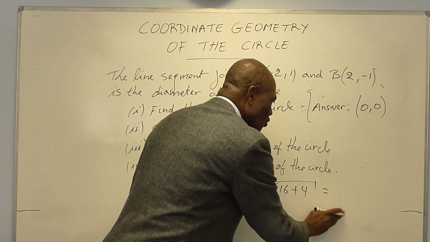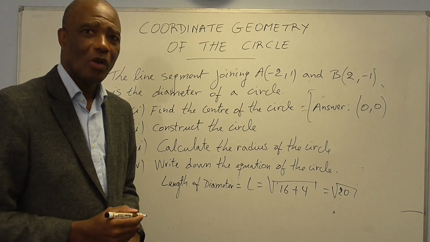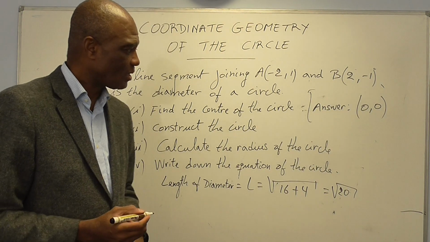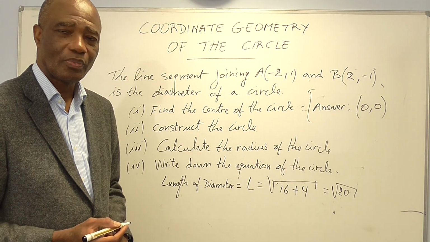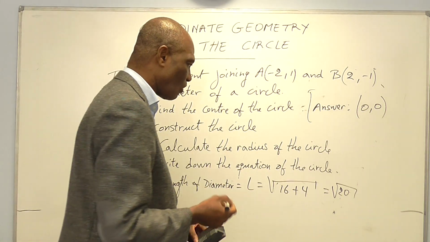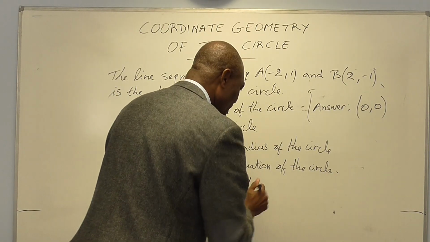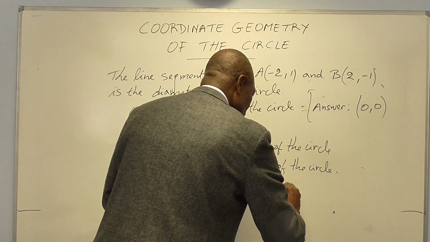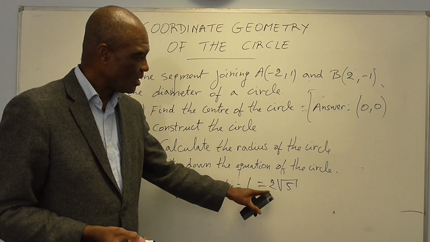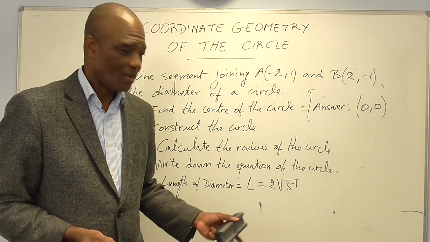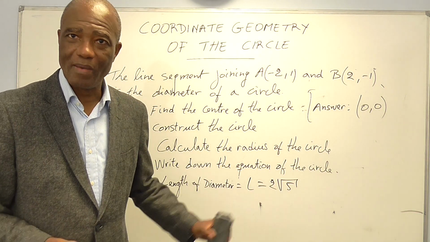This we give the square root of 20. What is the square root of 20? The square root of 20 is 2 square root of 5. This is the length of the diameter. We got the length of the diameter.